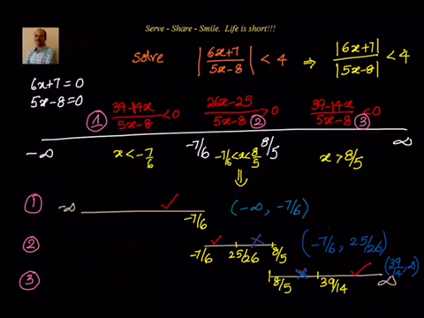Now what will be our final solution? The final solution will be nothing but the union of all these three. So my solution will be, I start with minus infinity. I go to minus 7 by 6, and again I continue to 25 by 26. So I can go from minus infinity to 25 by 26. After that, union.